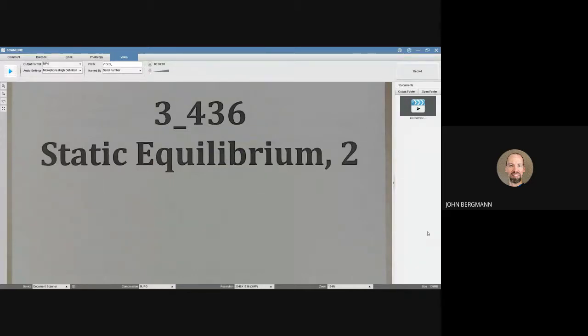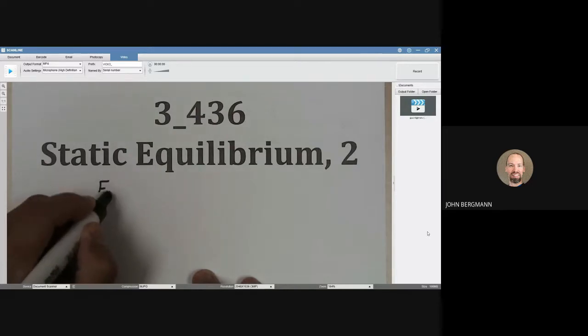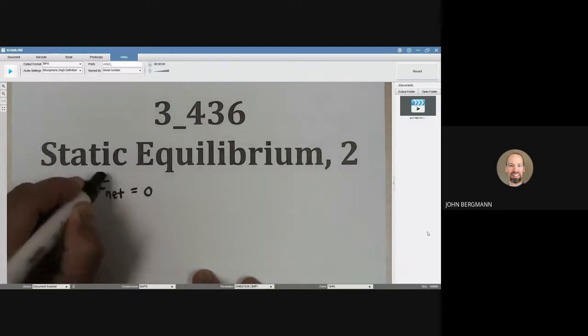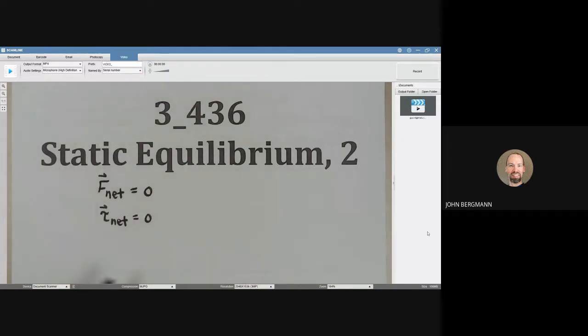We continue here with static equilibrium, and we are going to meet beam problems in this video. When we solve these, we are going to use the conditions of static equilibrium, which namely are the net force must equal 0 and the net torque on the beam must equal 0.